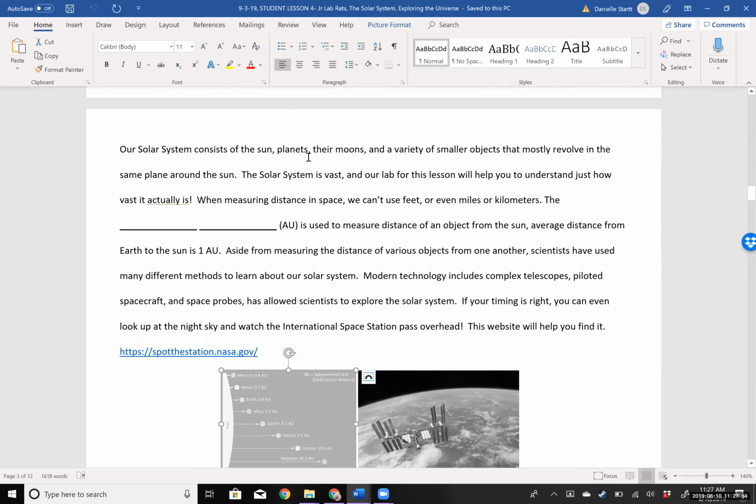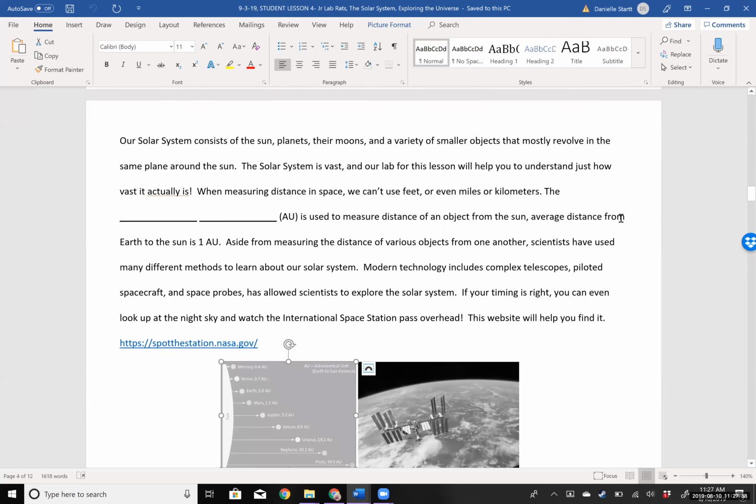Our solar system consists of the sun, planets, their moons, and a variety of smaller objects that mostly revolve in the same plane around the sun. The solar system is vast, and our lab for this lesson will help you understand just how vast it actually is. When measuring distance in space, we can't use feet or even kilometers.